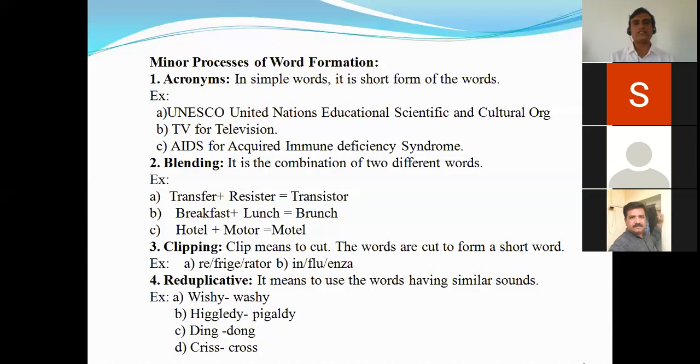The fourth is reduplicatives. It means to use words having similar sounds. For example, wishy-washy, higgledy-piggledy, crisscross, ding-dong. These are the examples of reduplicatives. So these are the minor processes of word formation in English. We have to remember this. First, acronym, second, blending, third, clipping, and the fourth is reduplicatives.